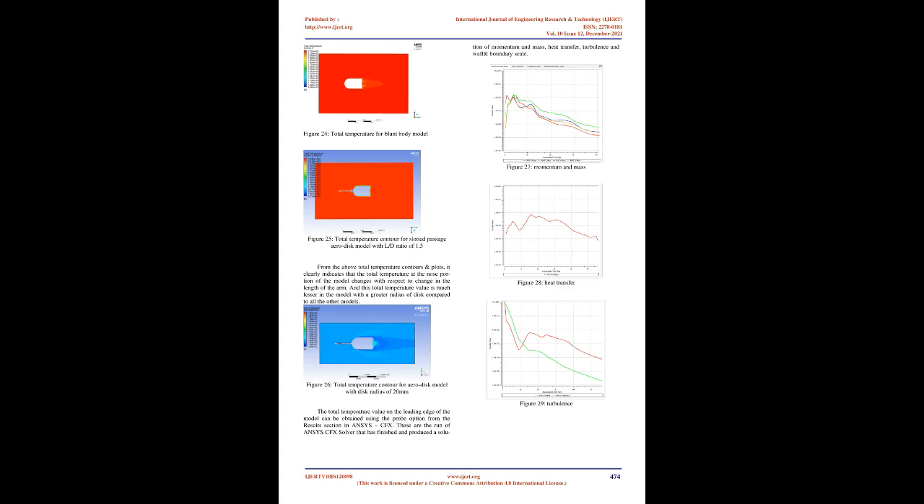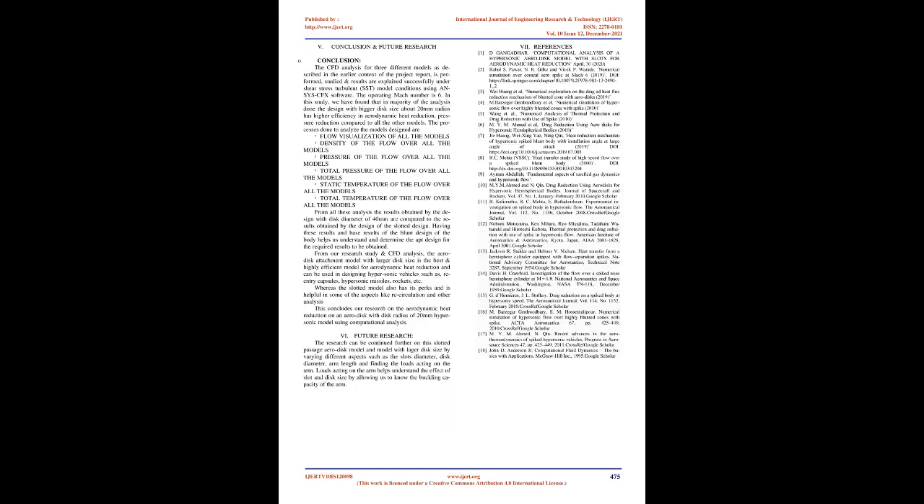From the above total temperature contours and plots, it clearly indicates that the total temperature at the nose portion of the model changes with respect to the change in the length of the arm. And this total temperature value is much lower in the model with a greater radius of disk compared to all the other models. The total temperature value on the leading edge of the model can be obtained using the probe option from the results section in ANSYS-CFX. This shows the run of the ANSYS-CFX solver that has finished and produced a solution of momentum and mass, heat transfer, turbulence and wall and boundary scale.